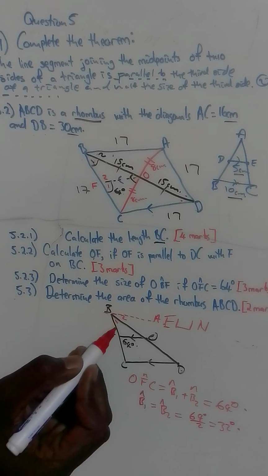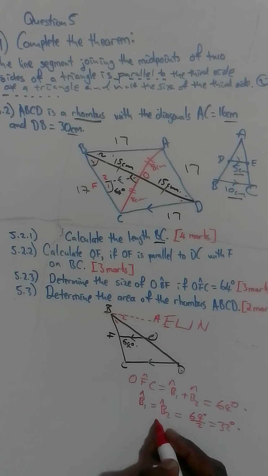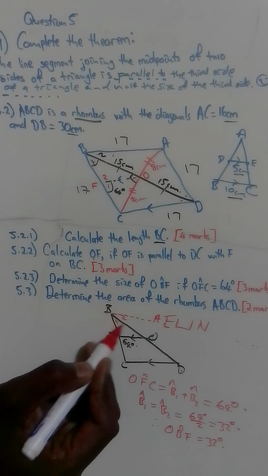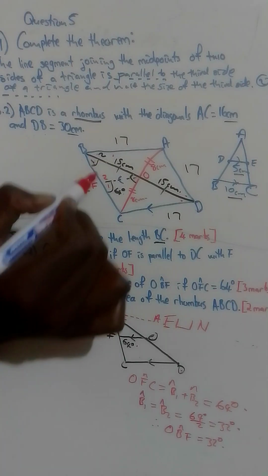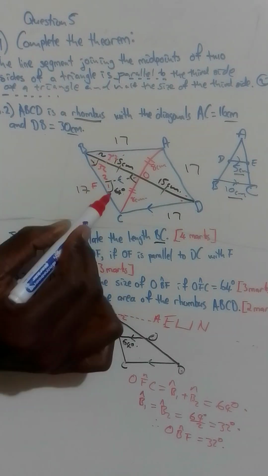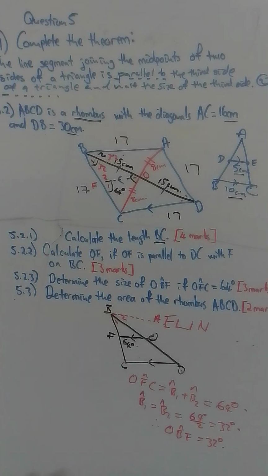And since angle B1 was what was being looked for, I now say therefore angle BF is equal to 32 degrees, because angles B1 and B2 were bisected. So this is 32, that is 32. And when you combine it, it will be equal to this 64 degrees. That's all they needed. All right.